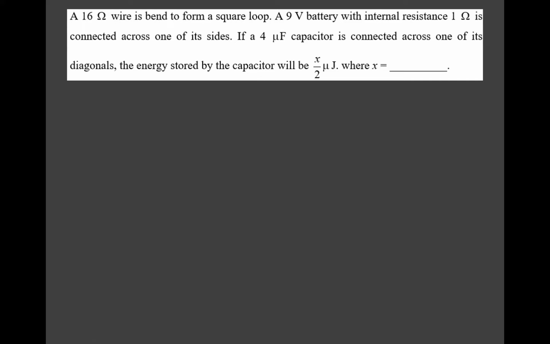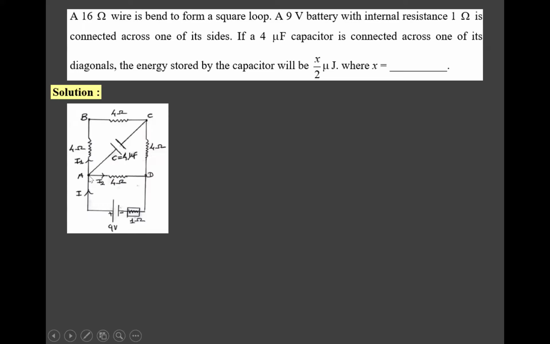So पहले फिगर में ये पूरा कनेक्शन समझ लेते हैं. तो देखो, here a wire with 16 ohm resistance that is bent to form a loop. Loop is prepared A, B, C, D, A. मतलब कि now each side that is with resistance 4 ohm. Then across one of its sides, battery is connected. So here across AD, the battery is connected.